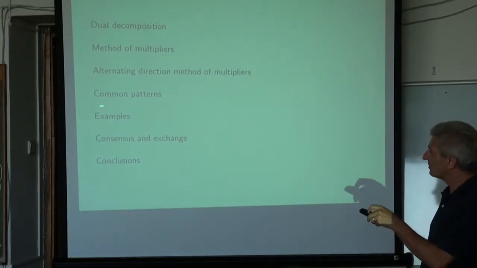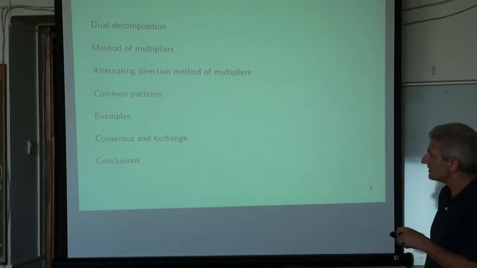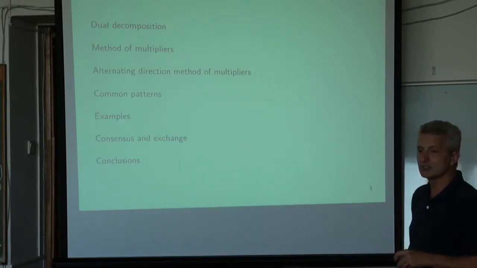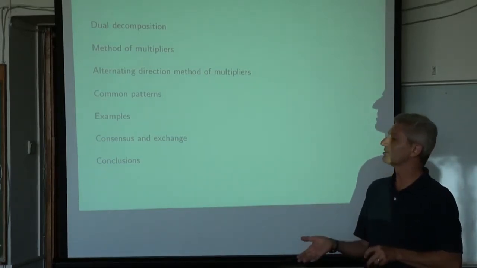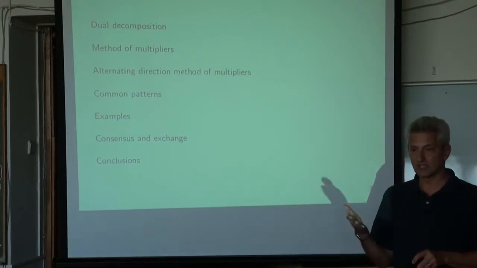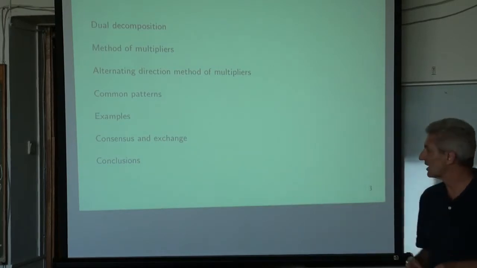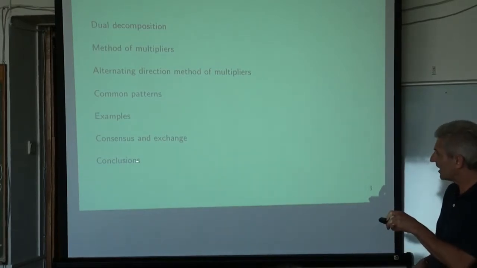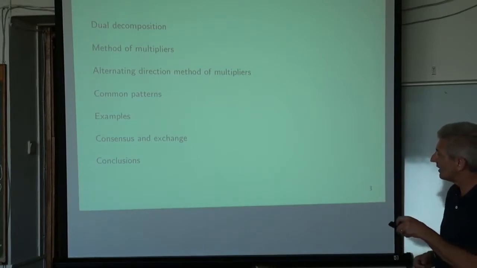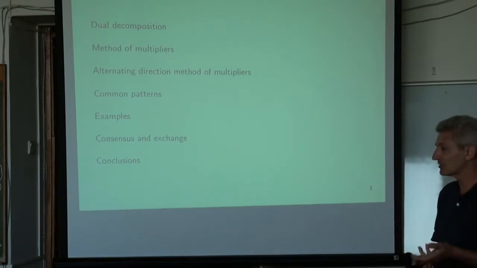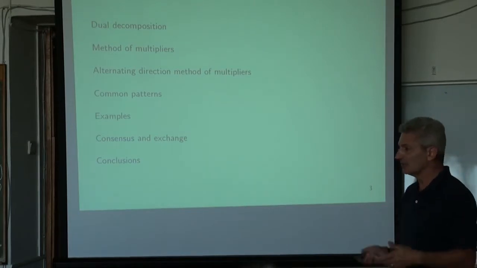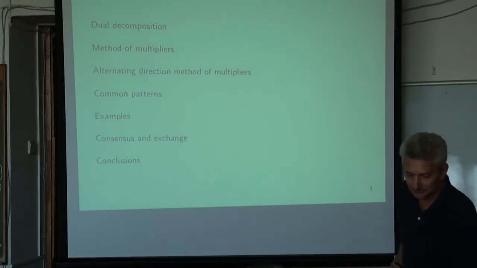Then we'll look at a couple of examples. And then finally, we'll get to consensus and exchange. These are two canonical problems in decentralized, large-scale optimization. If you understand these, then you can understand the more general case. And then if we have time, I'll talk about one example of exchange, which is dynamic power optimization. We may get to it, may not, it doesn't matter.